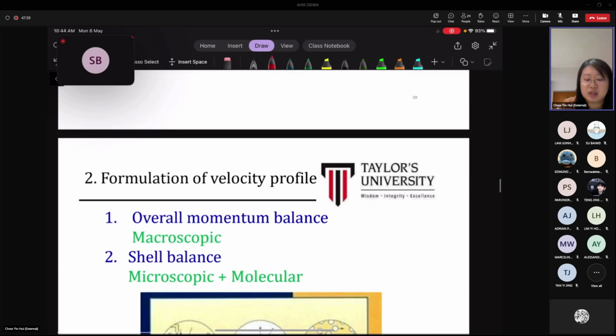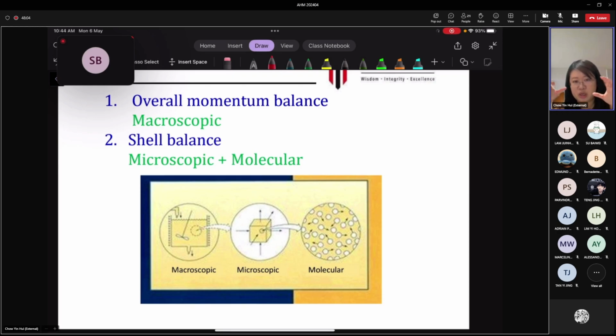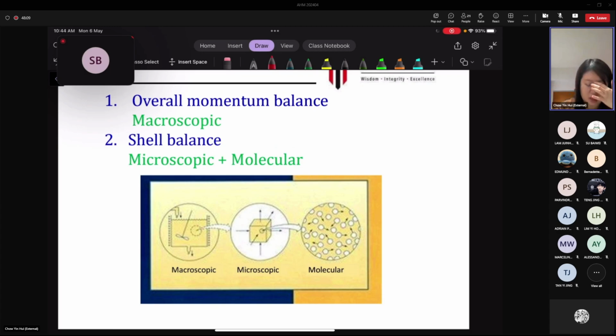So what's the difference between these two? It's about the level at which we examine the system. As mentioned in lecture 1, when we examine the system, we can examine it at 3 levels: the macroscopic level, microscopic and molecular level. The macroscopic level is where we use all the overall balances, like overall mass balance, overall energy balance, and overall momentum balance, to look at what happens to the system.